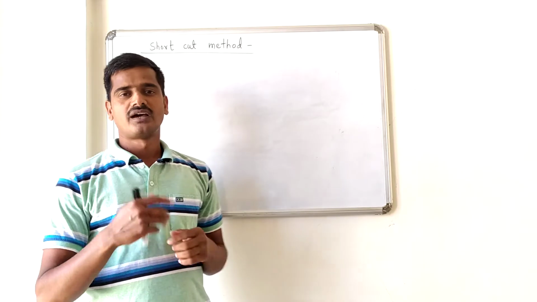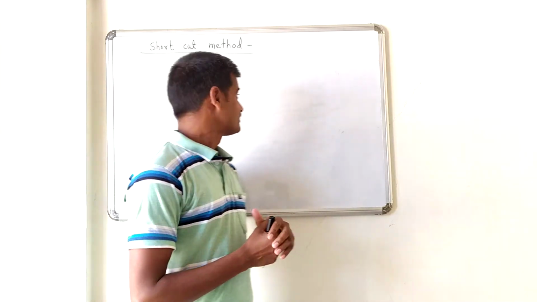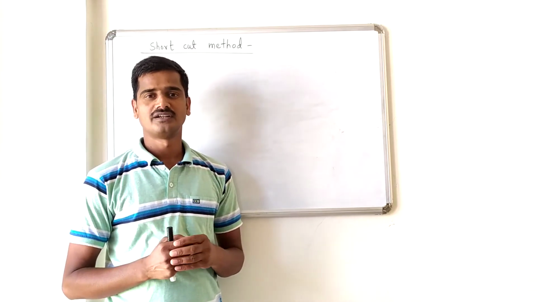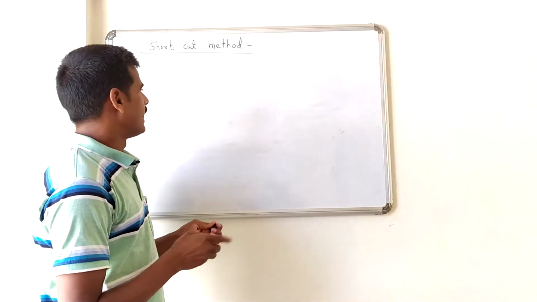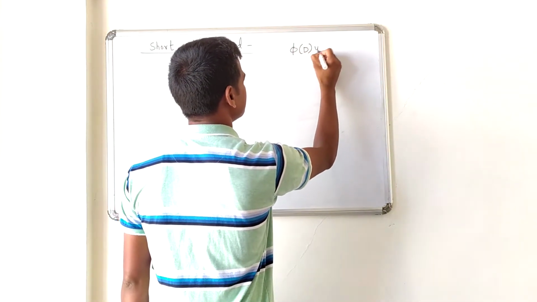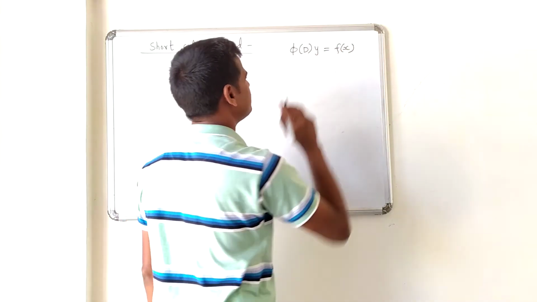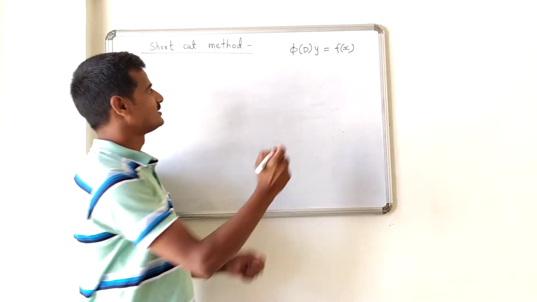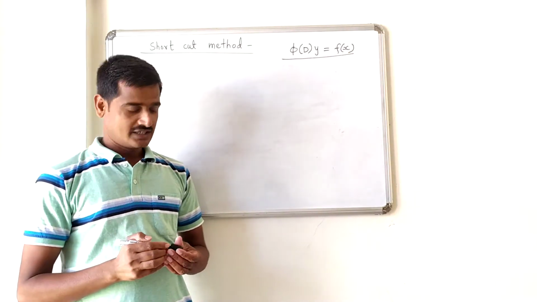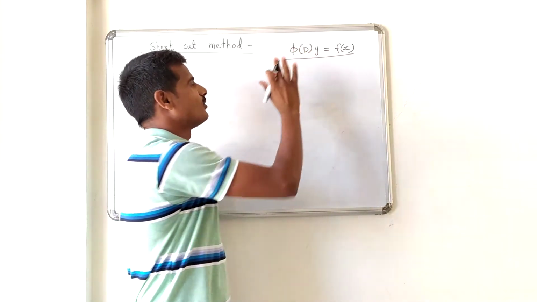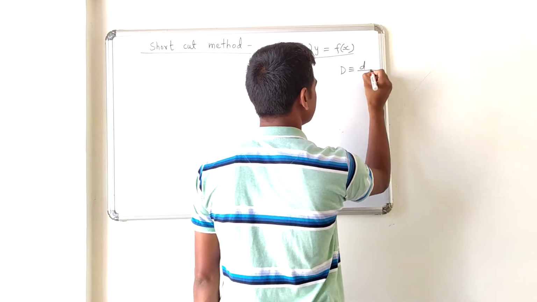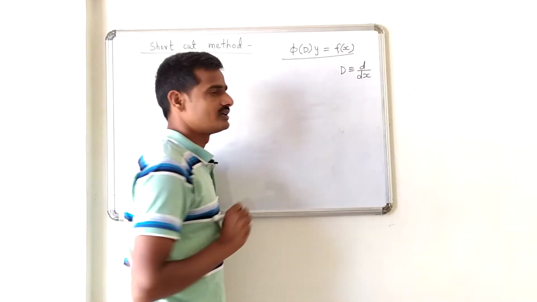In my earlier classes we have discussed how to find the complementary function and particular integral by using the general method. As far as the discussion is concerned, we are working on the differential equation phi of D into y is equal to f of x, which is the general form of an nth order linear differential equation. Here phi of D is an nth degree polynomial in D, and as usual capital D stands for the differential operator d by dx.